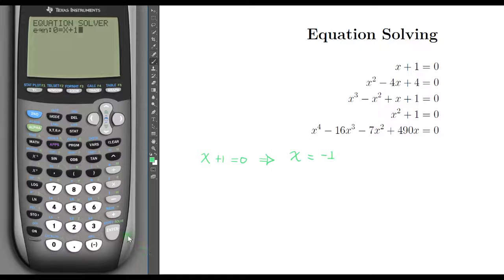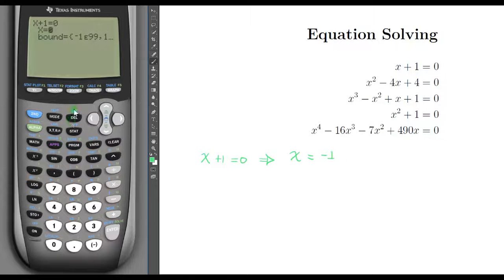Now, if you press enter, it's going to ask you for a bound. X equals what? This one you can leave at 0, but usually this is necessary when we have more than one zero. Whatever the bound is, the x value, it will find the zero closest to it. That's very important to know. This is not the solution. This is just the bound.